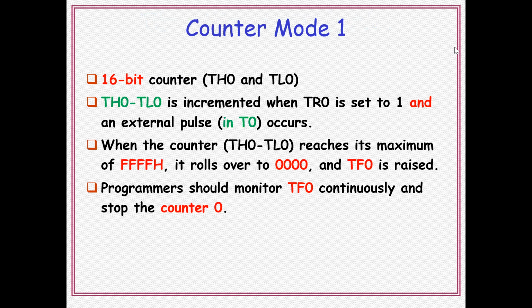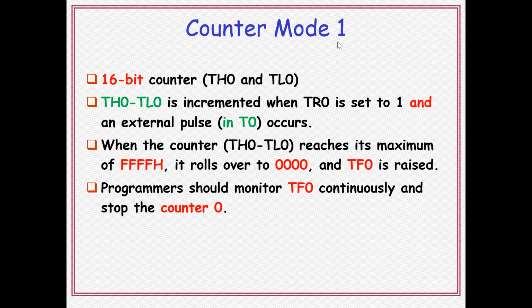Next, counters also support 4 modes. Mode 0 is the 13-bit counter mode, mode 1 is the 16-bit counter mode, mode 2 is the 8-bit auto reload mode, and mode 3 is the split counter mode. The most commonly used modes are mode 1 and mode 2: one is the 16-bit counter and the other is the auto reload function.